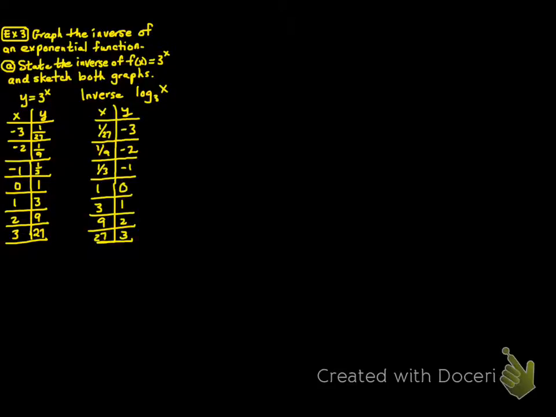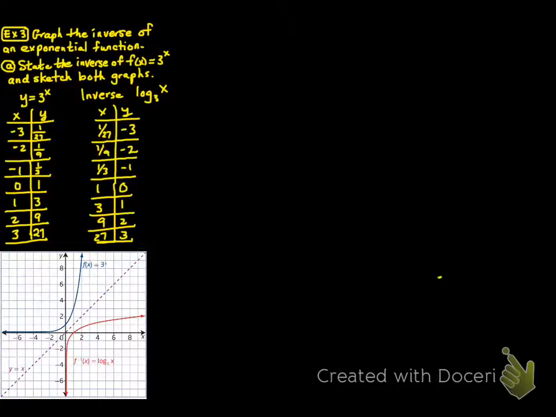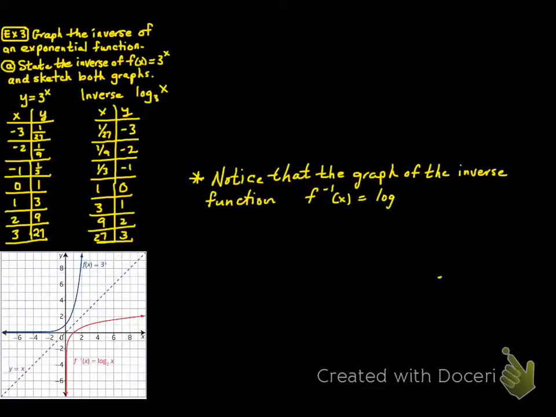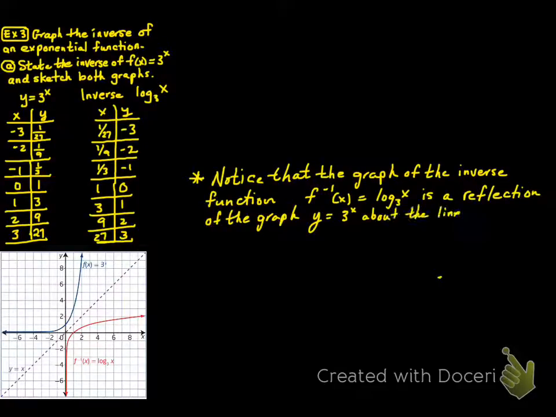So when we graph these two functions, they're going to be inverses of each other. And what is that going to look like? Well, the first graph is in blue, the second graph is in red. And what we have looks like a reflection over the line y equals x that goes through the middle of those two. So notice that the graph of the inverse function, which is in red, f inverse of x is log base 3 of x, is a reflection of the graph y equals 3 to the power of x about the line y equals x.